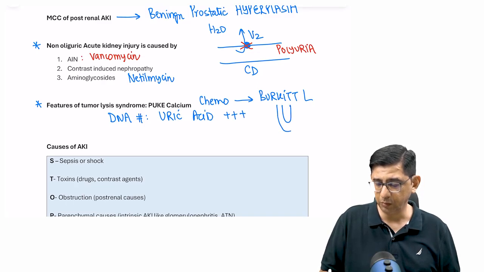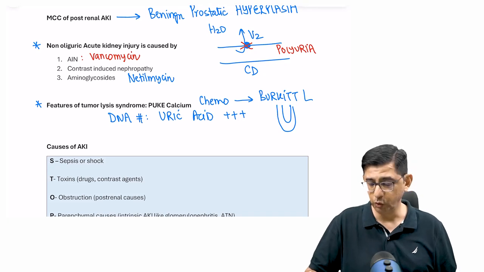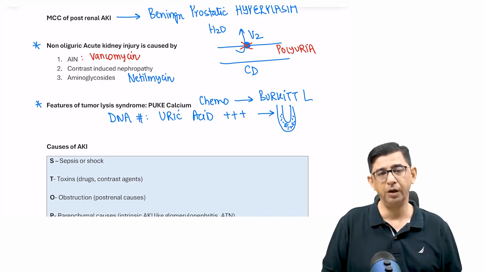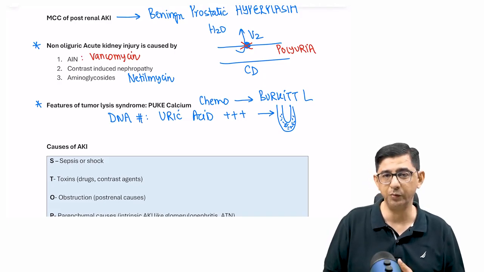So what I've shown at the moment is, let's say this is the descending limb of the loop of Henle, and then the ascending limb. Uric acid crystals are physically blocking the tubules, so the urine output of the patient is bound to shut down. That will explain the renal failure that is occurring, and since uric acid crystals are causing the problem here, I'll have to use rasburicase.